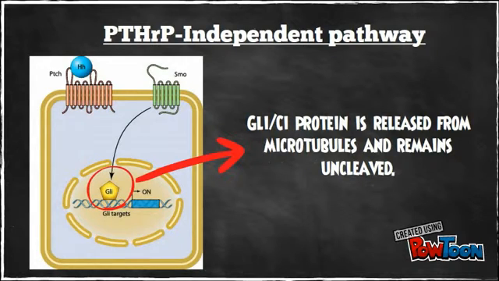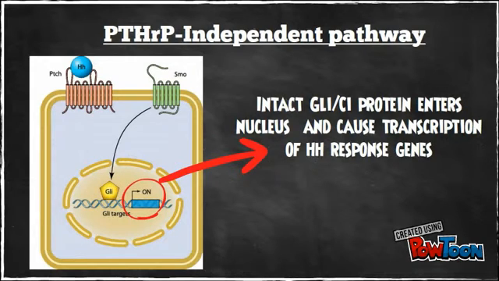Gli protein is released from microtubules and it remains uncleaved. Intact Gli protein will then enter the nucleus and cause transcription of the hedgehog response genes.